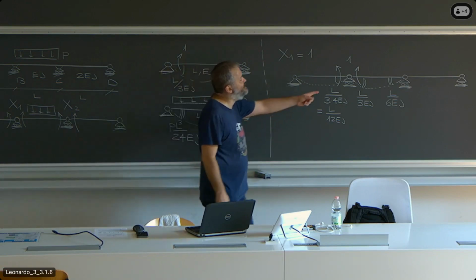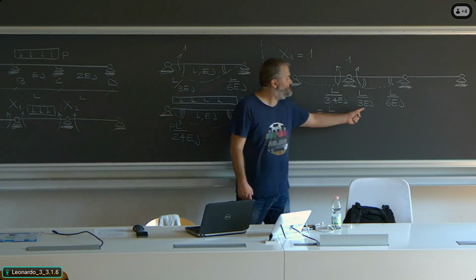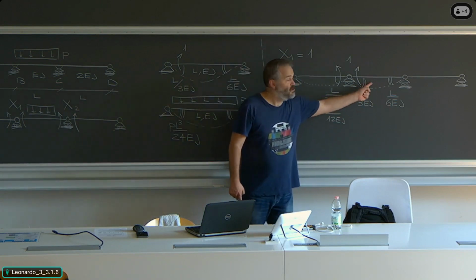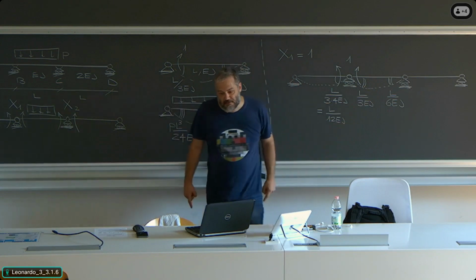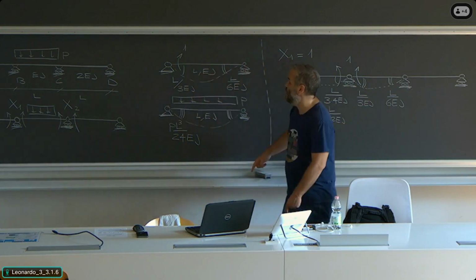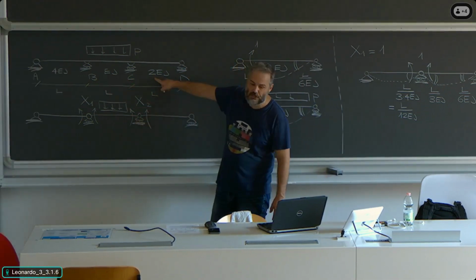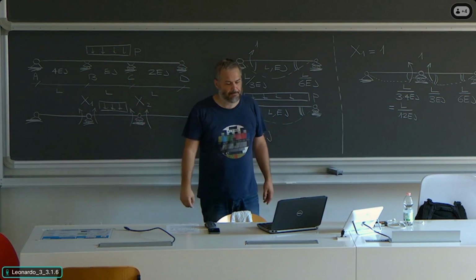No, here the bending stiffness is EJ. So the question is, why are these two coefficients like this? Because this beam is exactly the same as the standard coefficient. Okay? L/EJ, L/EJ. We have two EJ here. Okay?